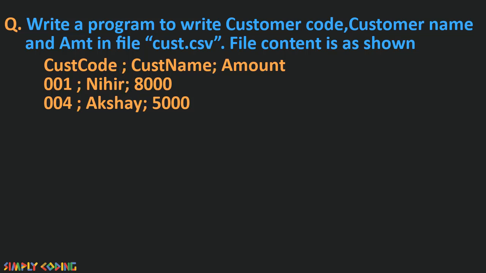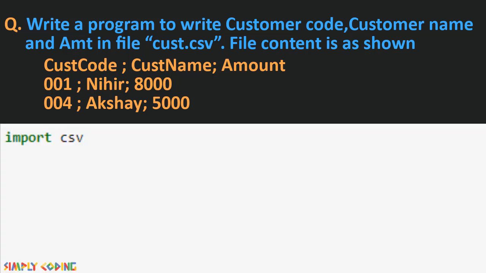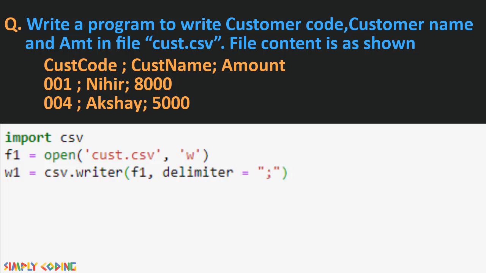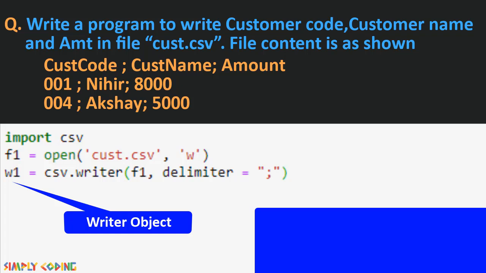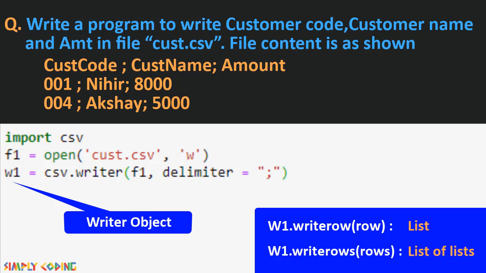Here we will first start the program by importing the csv module. Now we have to open the file cust.csv in write mode. It will return to us the file handle. Next we will use the csv.writer function and pass the file handle and the delimiter expected, which is semicolon. Now we will use the writer object returned by this function to write all rows. As we know, this writer object has two functions, writerow, which can take in a list as each row, and writerows, which can take in a list of lists.